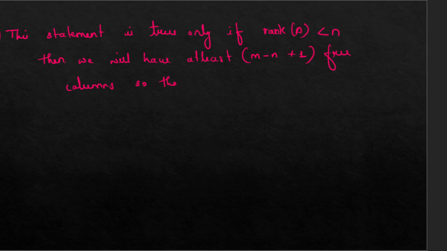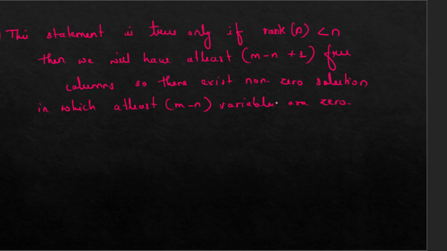So there exists a non-zero solution in which at least m minus n variables are 0. So that is why this statement is also false, not correct. Now let's discuss D.